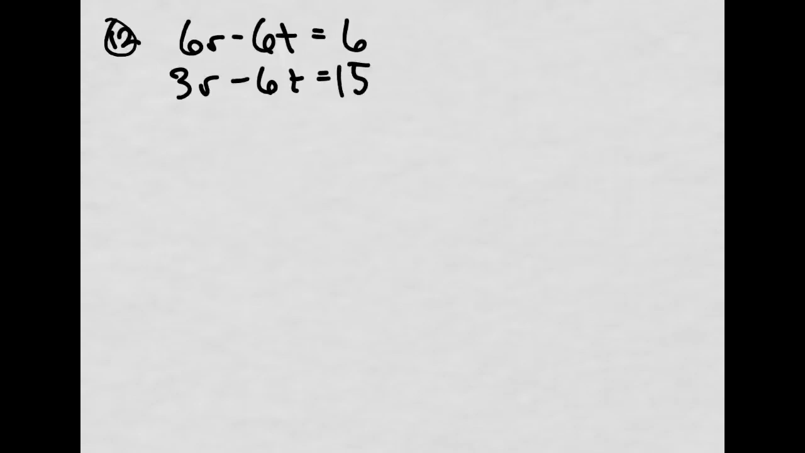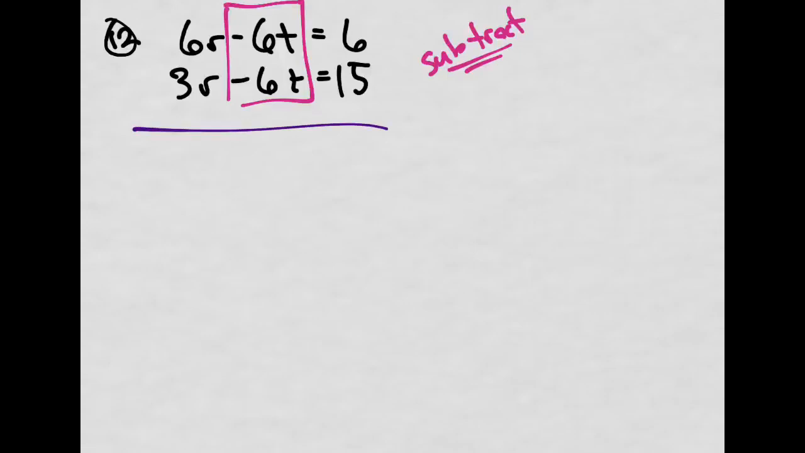Several of us had questions on 12, so let's look at 12. We've got 6r minus 6t equals 6. We've got 3r minus 6t equals 15. And I'm going to go ahead and throw out here to the side. This one has to be subtracted. Right? Subtracted. Same sign. Right? Negative 6, negative 6. Same sign. Subtract. All right? So 6 minus 3 gives me 3r.